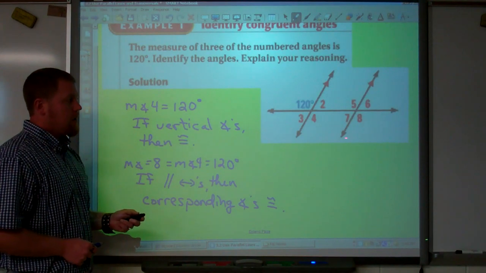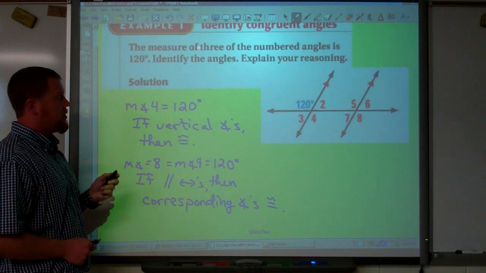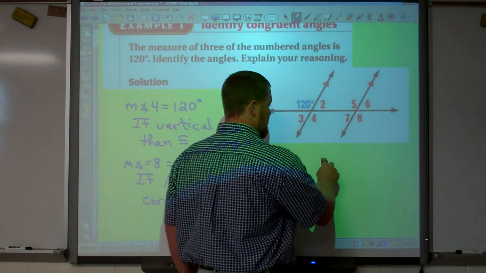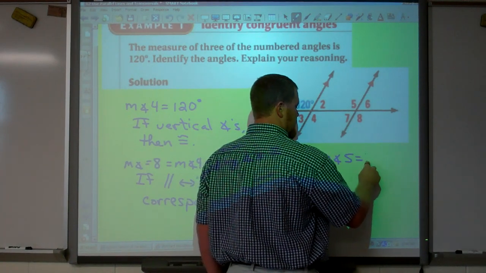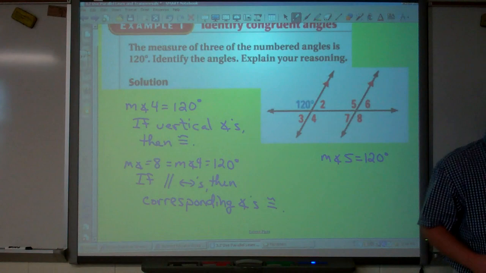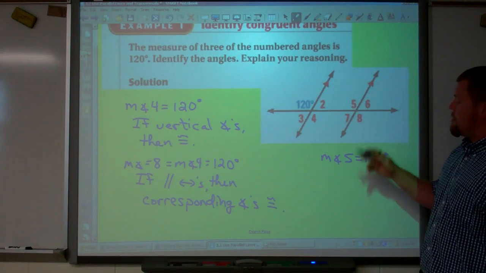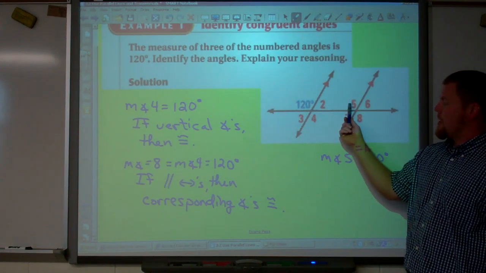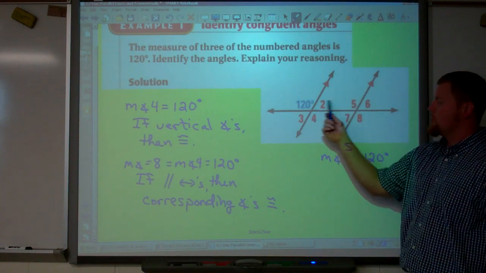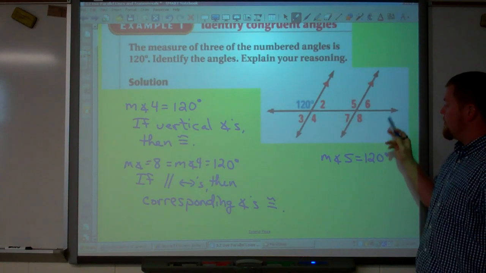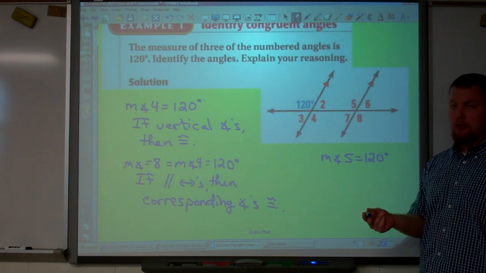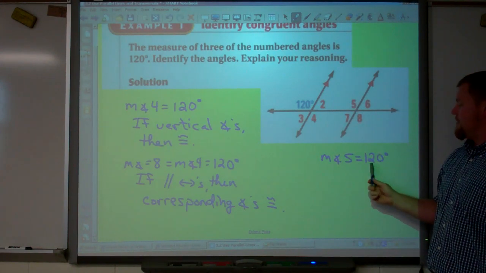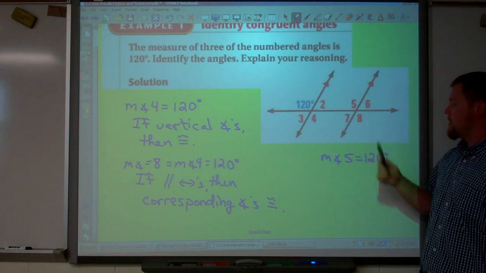And then lastly, okay, we have angle 4 and angle 8. The third angle of the numbered angles would be angle 5. The measure of angle 5 equals 120 degrees. And you have a couple different reasons you could use here. Angle 5 and the 120 degree angle are corresponding angles, and if you have parallel lines, corresponding angles are congruent. Or you can use that angle 5 and angle 8 are vertical angles, and vertical angles are always congruent. So therefore, angle 5 is also 120 degrees.